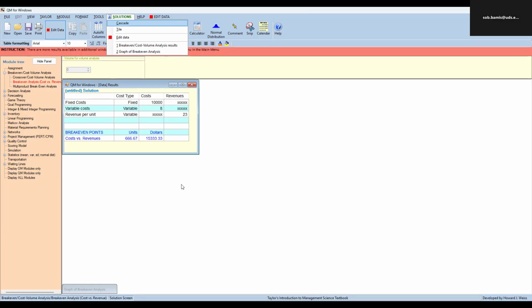Actually, that's where all the data that have been provided can be found. You see cascade, edit data. If you want to edit data, click on edit data. It will give you the interface to edit. If you want the break-even result, that's this one, click on it. This is the result now. If you want the graph, you click on graph of break-even analysis. That's one. So I click on it.